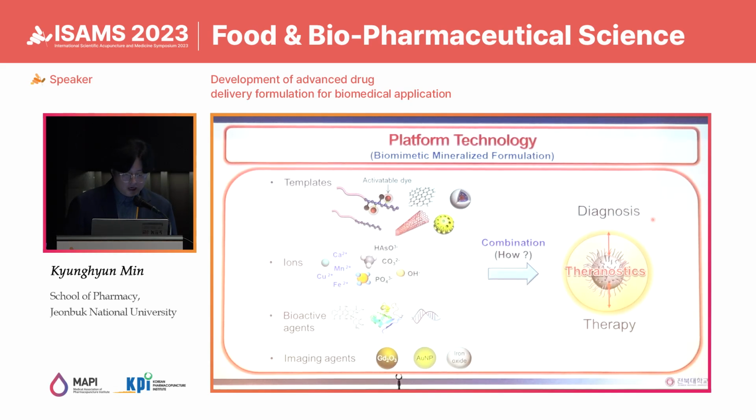So I will summarize my talk today. I described the potential of mineralized nanoformulation. By this formulation technology, we can expand these systems to high-performance theranostic delivery systems. We have many templates and many ion species for mineralization and can incorporate many therapeutic and diagnostic species into the mineralized formulation. If we have many ideas regarding how to combine these elements, we may generate many high-performance systems for biomedical application.